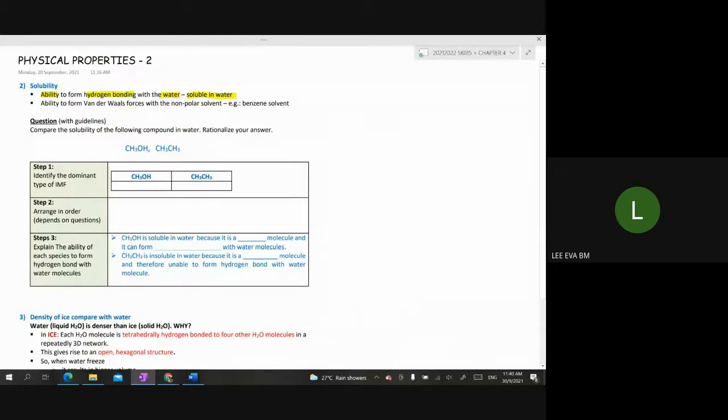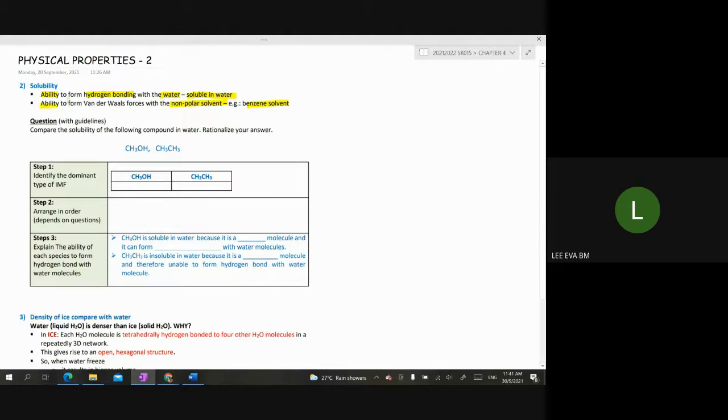Bila dia dapat buat bonding, dia soluble. Larutlah, dia akan larut dalam air. Okay. But if your solvent is not water, your solvent is something else, for example benzene, which is a non-polar solvent. So non-polar akan bagi hint. Non-polar hanya boleh ada London Forces sahaja.